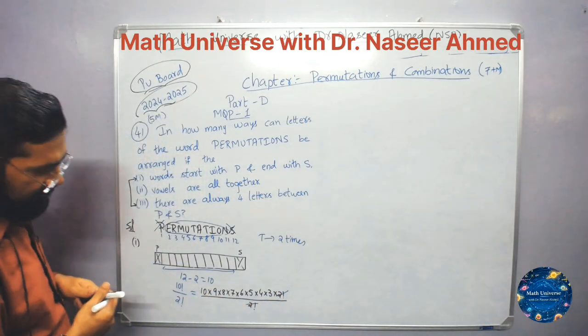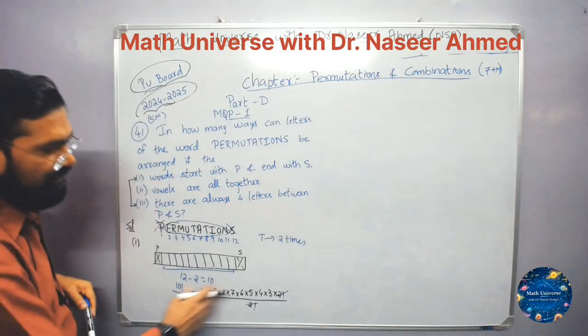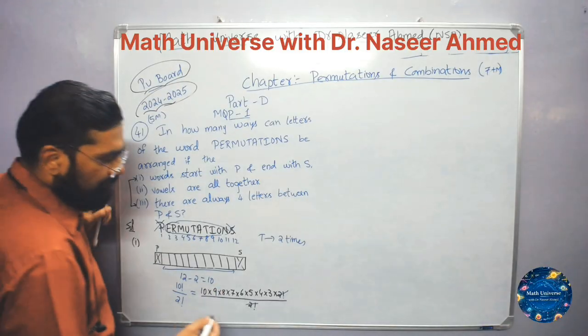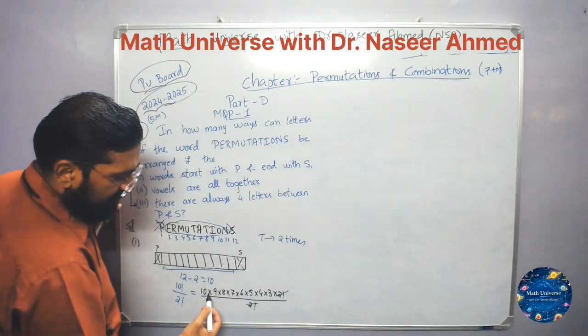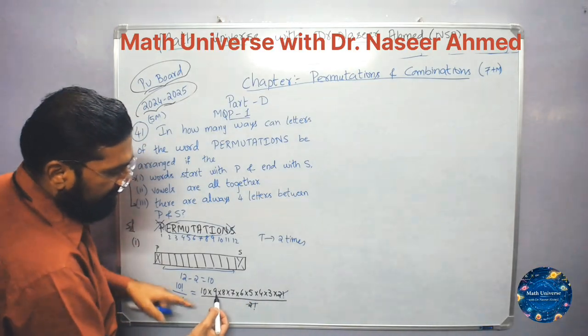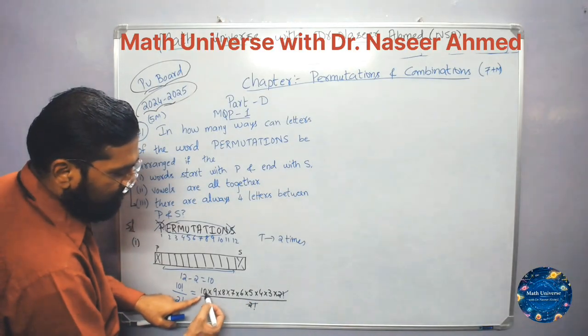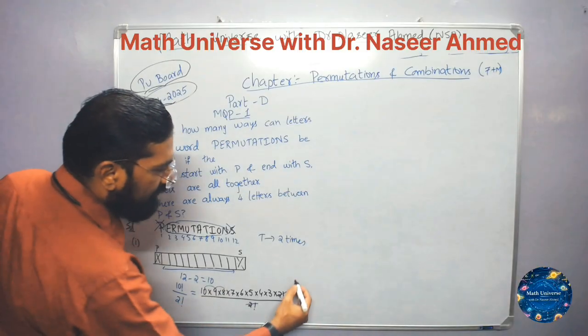So 3, 4, 5, 6, 7, 8, 9, 10. Now we have to multiply. So let's multiply. See carefully. Let's start from here. 10 into 9, 90. Okay, 9 into 8 is 72. 72 into 10 will be 720. Correct?